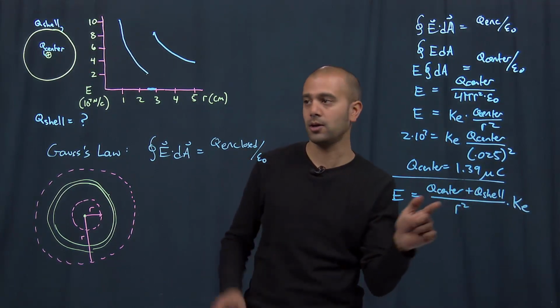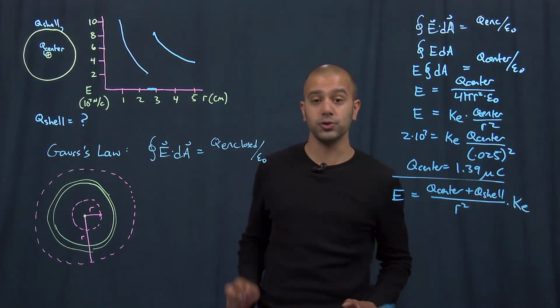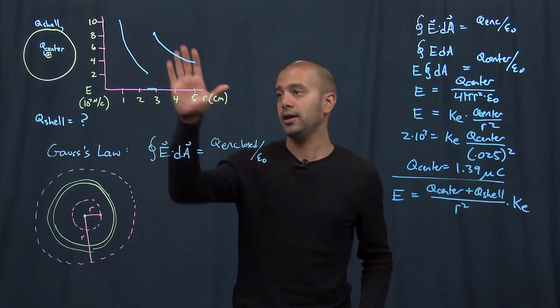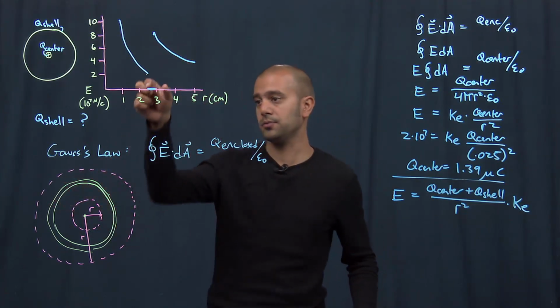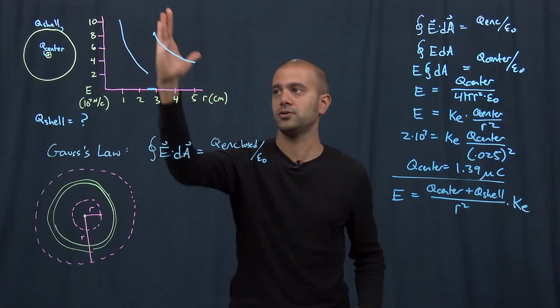We can find E and r by looking at the graph. And then we can just solve for the Q shell. So we do want to use the fields indicated on the graph that are outside of the shell. And we indicated earlier that this was a shell. So these are the fields that correspond to regions outside of the shell.